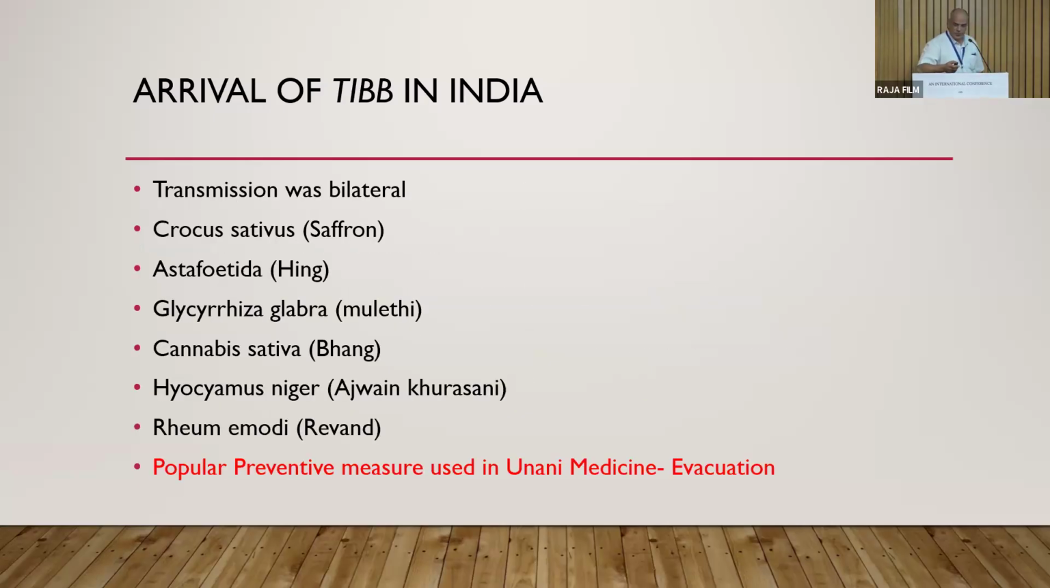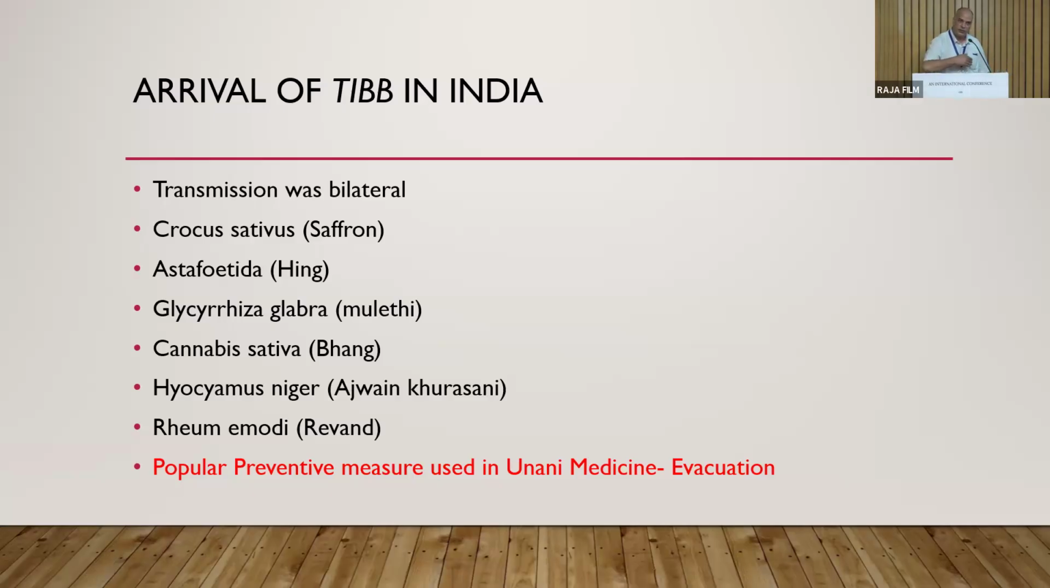But this transmission was bilateral. Even the Ayurveda learned something from Unani. Many herbs, the list is here, which were not there in Ayurveda, were taken from the Unani medicine. Similarly, certain procedures, like Sir yesterday told, the examination of urine, pulse examination, even the preventive measures used in the Greco system of medicine, called evacuation. I will discuss it later.